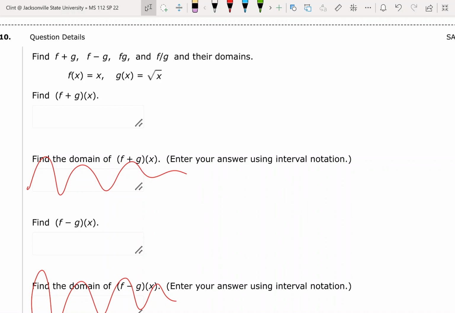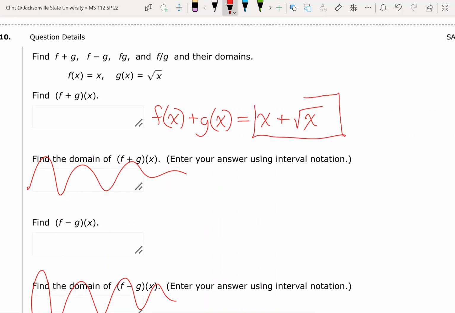Okay. So it says f of x equals x, g of x equals square root of x. So first we want to find f plus g. So if we want f plus g of x, that just means f of x plus g of x. So f of x is x plus g of x is square root of x. If there are any like terms, we can combine those, but we don't have any like terms here, so that's all we need to do there.